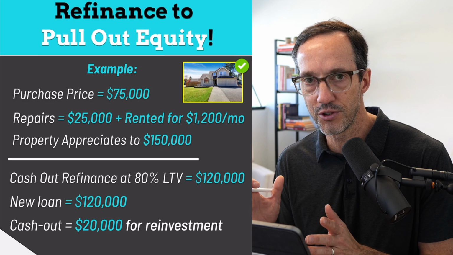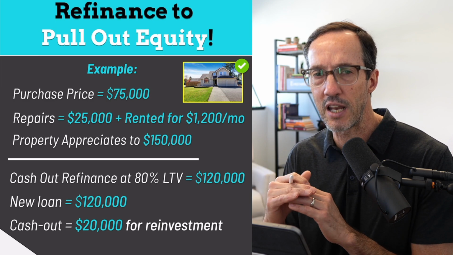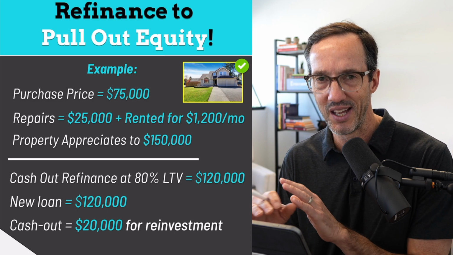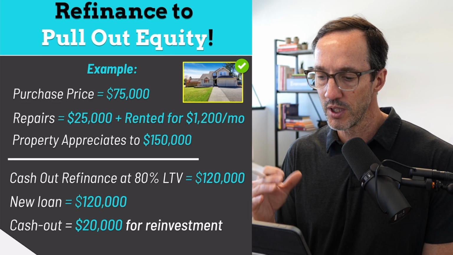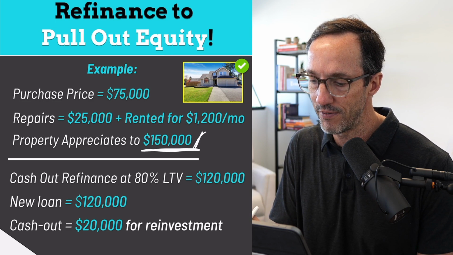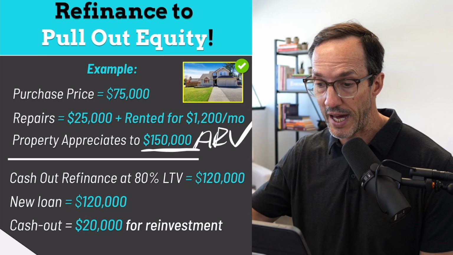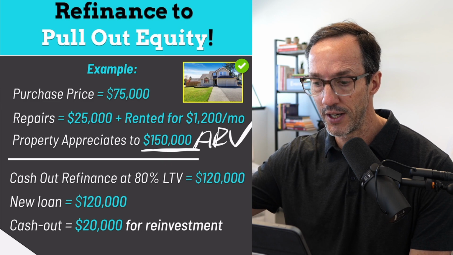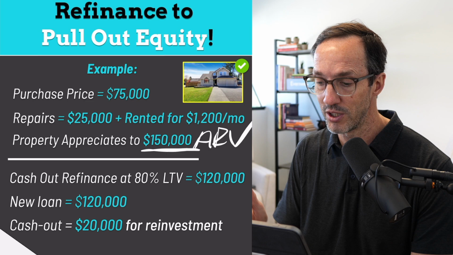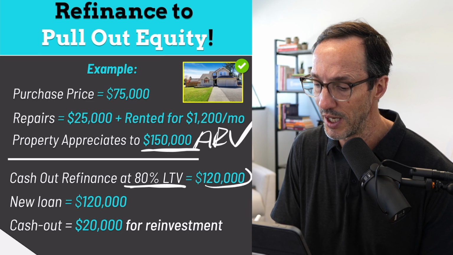I have done this so many different times, and $25,000 is kind of the norm of repairs when you find a distressed property. 25 is about average, I would say. Let's say the property then appreciates to 150, so the ARV is 150, right? You've got 100,000 in it. You've rented it for 1,200, and then you're able to get an appraisal for 150. Then what you can do is you can pull out 80% loan to value, which would be 120,000.